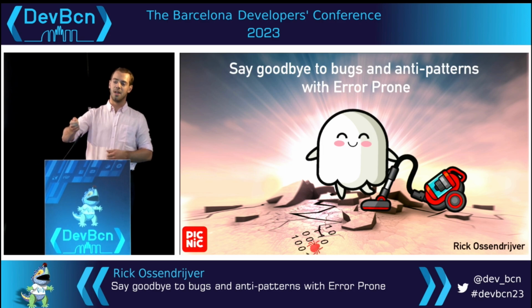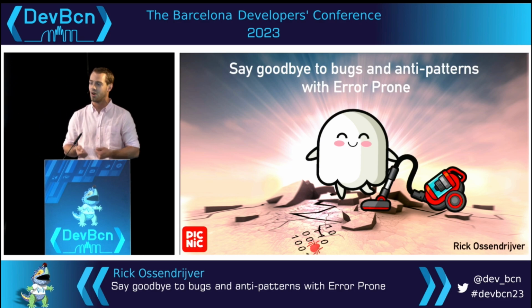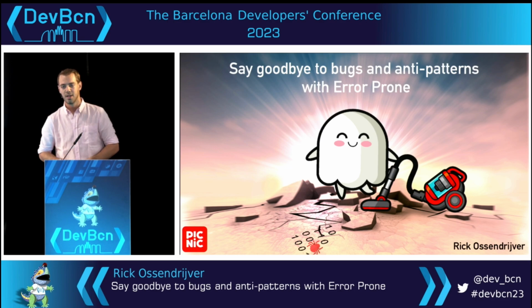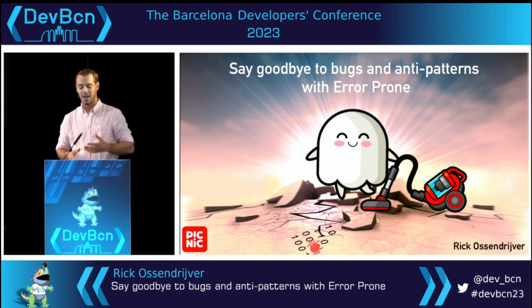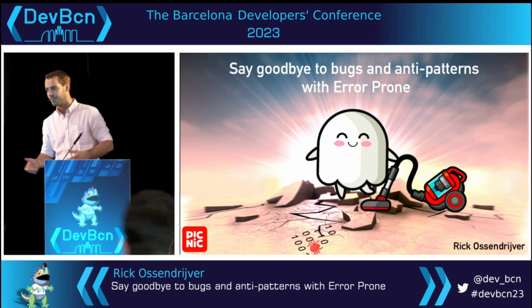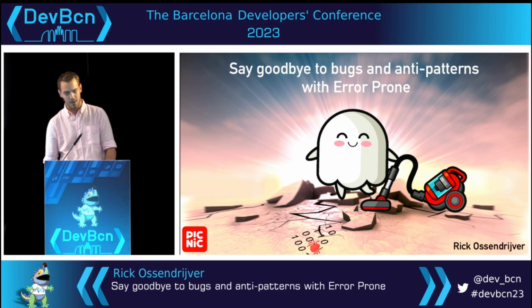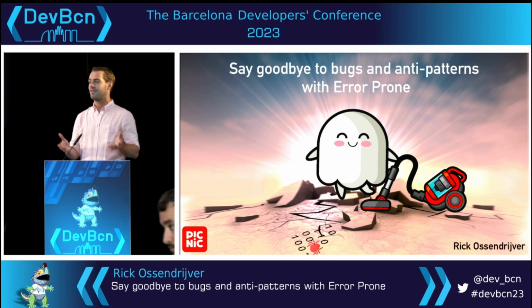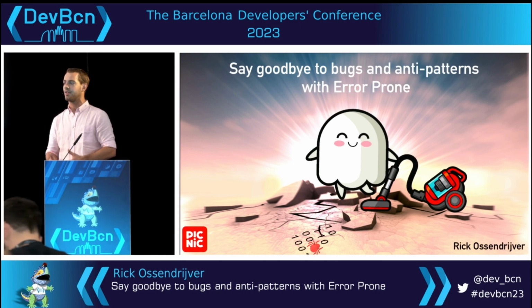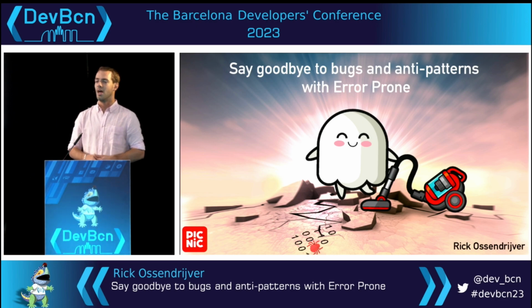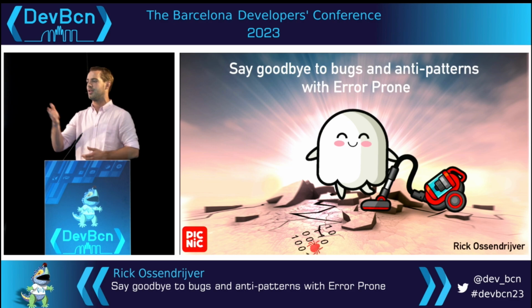Well, my name is Rick Ossendrijver, and today I'm going to show you how we can actually start automating away this problem. So the title of the talk is Say Goodbye to Bugs and Anti-Patterns with Error-Prone, and Error-Prone is the tool that we're going to use for this. I'm a software engineer in the Java platform team at Picnic, and Picnic is an online supermarket based in the Netherlands. And we are active in 3 different countries, namely the Netherlands, France, and Germany.